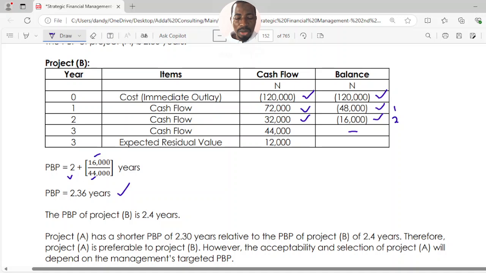Now, when you are given mutually exclusive projects, it's important that you restrict your numbers to 2 decimal places, because if you round your number, the two of them can have the same number. You won't know which one to choose, and that's why it is important you make it 2 decimal places, so that will be better. All right.